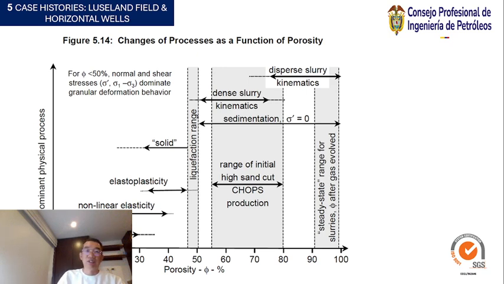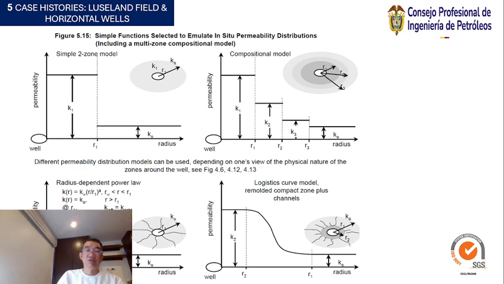Figure 5.14, changes of properties as a function of porosity. Figure 5.15, simple functions selected to emulate in-situ permeability distributions. Different permeability distribution models can be used depending on one's view of the physical nature of the zones around the well.